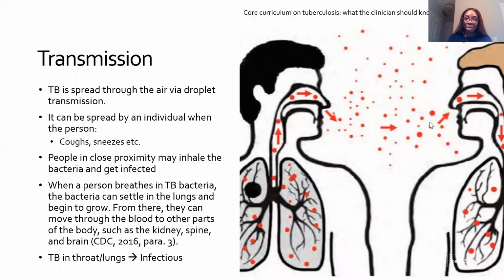So on transmission, tuberculosis is spread through the air via droplet transmission. So it can be spread by an individual when the person coughs or sneezes. So people in close proximity can inhale the air droplets and then get infected by the disease. And then from the lungs, it can possibly spread to other parts of the body, like I mentioned previously. So if you have the bacteria residing in your throat and in your lungs, you're more likely to be infectious than if it is in other parts of the body.